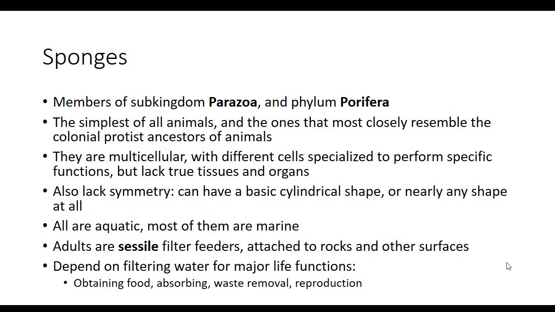So sponges, the simplest, most primitive group of animals, the phylum Porifera, because they have a bunch of little pores or holes through them that the water circulates through. But this is not an unimportant group. There are more than 10,000 species of sponges. Most of them are marine, live in the ocean, but there are some freshwater ones.